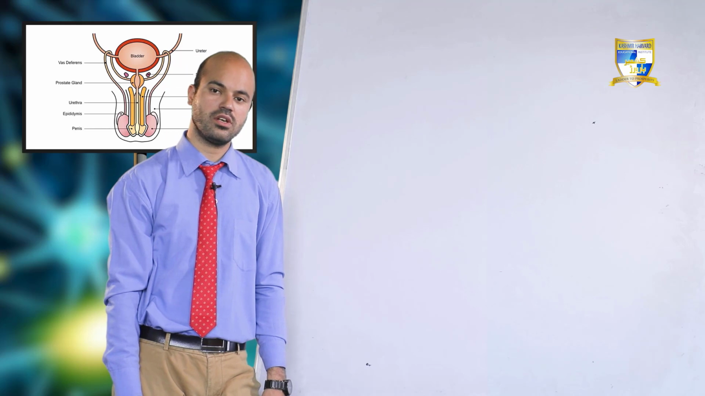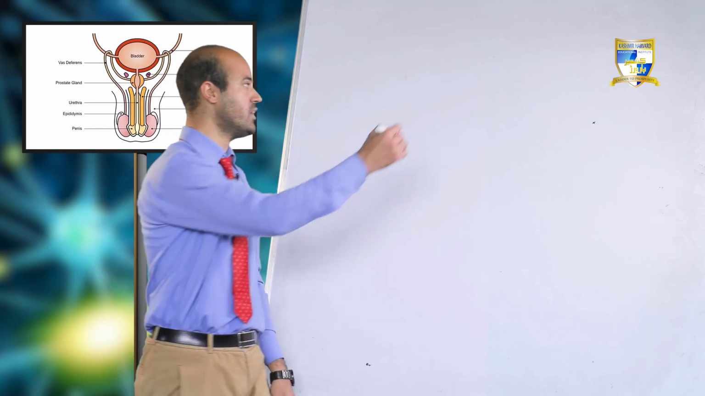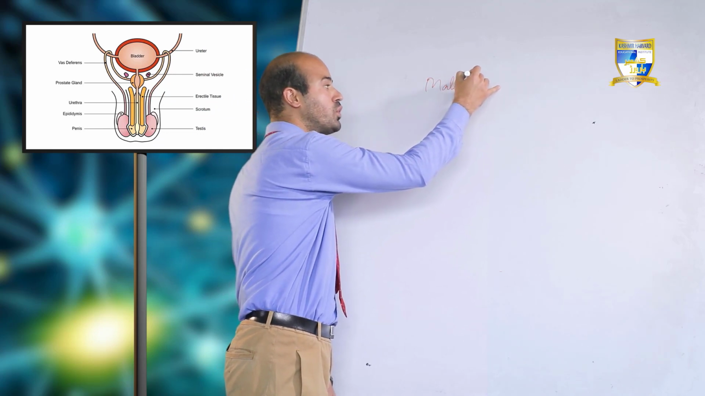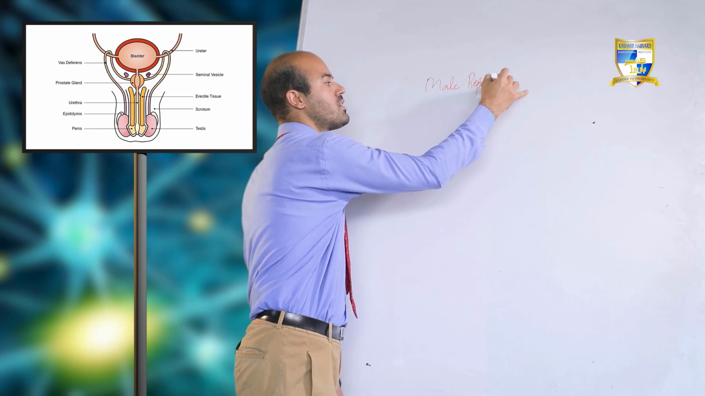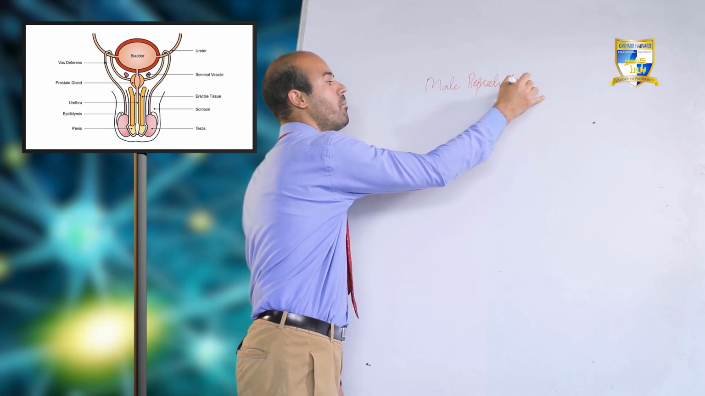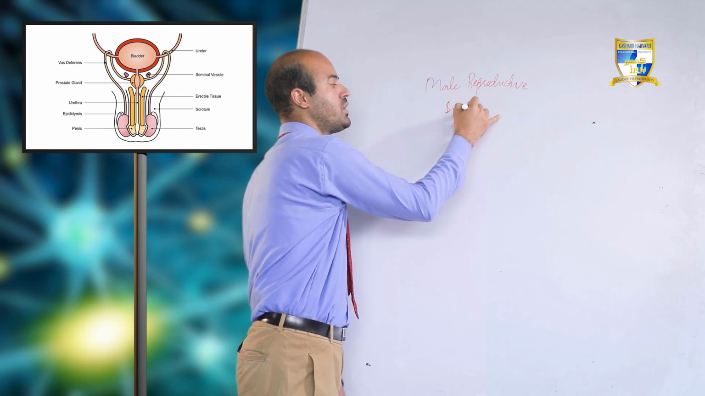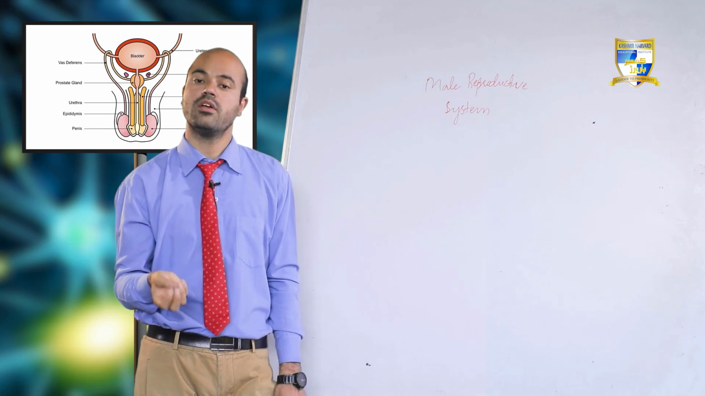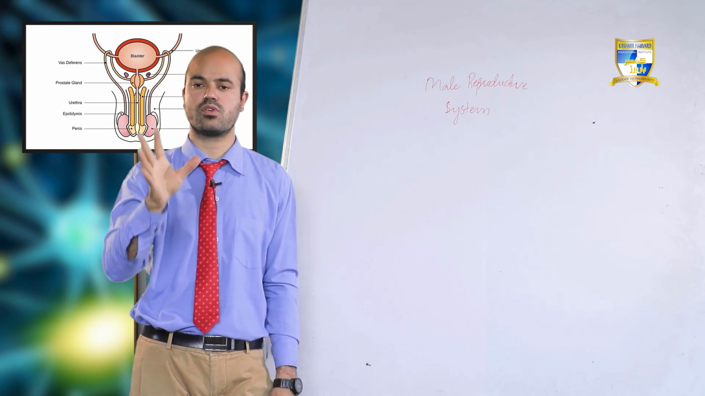Let's continue our studies with the male reproductive system. Previously, if you remember, I simply went through the testes. Testes are the primary sex organs present in males. They are two in number, hanging in a pouch of skin from the abdominal cavity. That pouch of skin is called the scrotum.